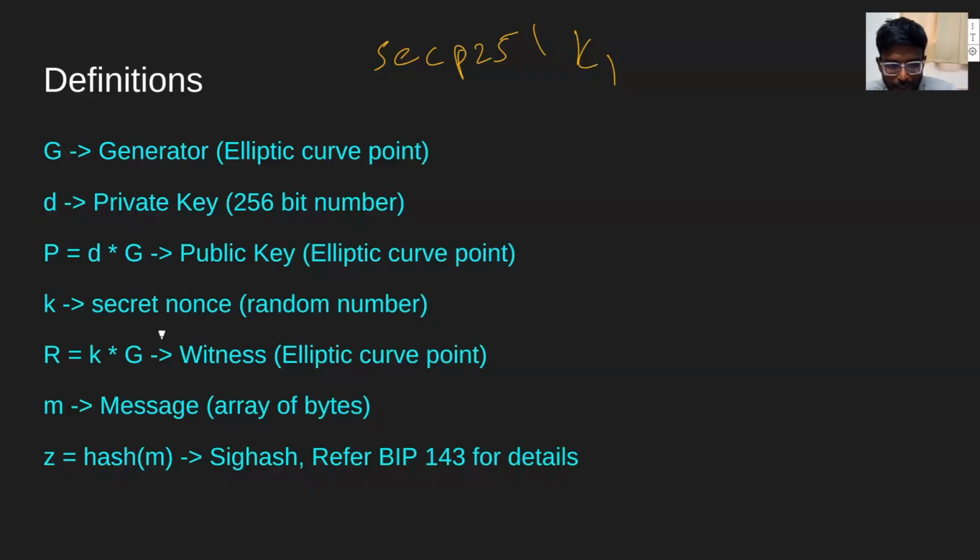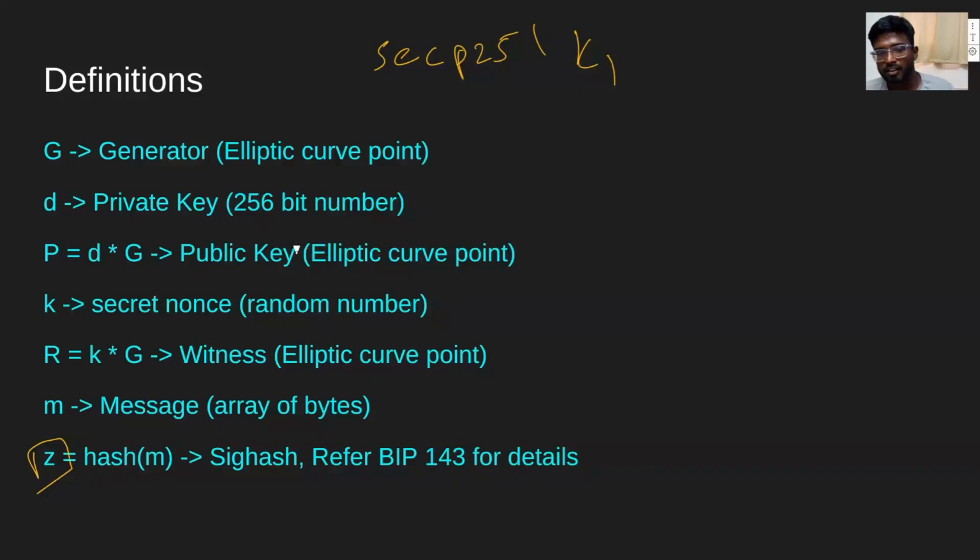Next, capital R is computed by doing the scalar multiplication of the nonce with the generator G. Then we have the message, which is not just an array of bytes. With respect to Bitcoin, we are talking about the transaction data. And then finally, we have the sig hash. I have denoted the sig hash using the variable small z. If you have been paying attention, you'd observe that I have used capital letters for points on the elliptic curve, but small letters for a simple 256-bit number.